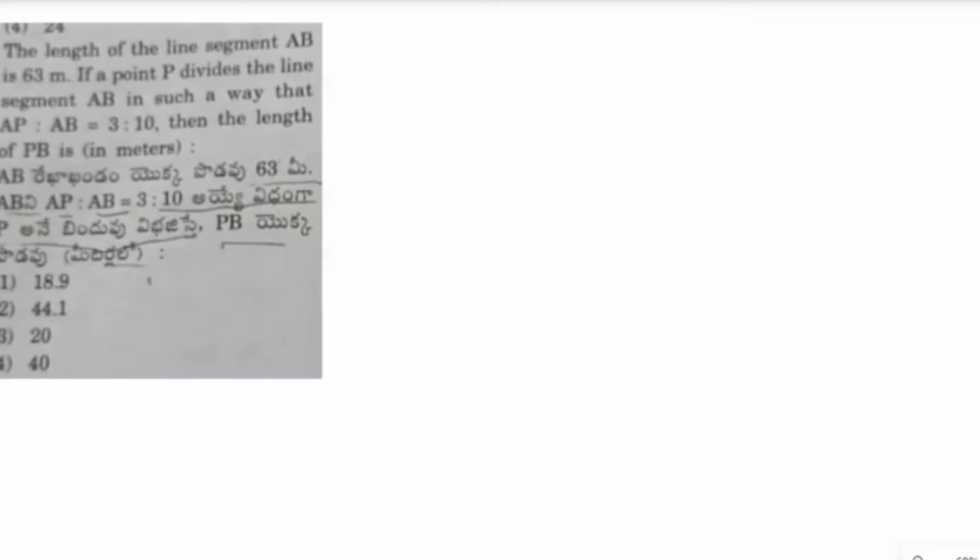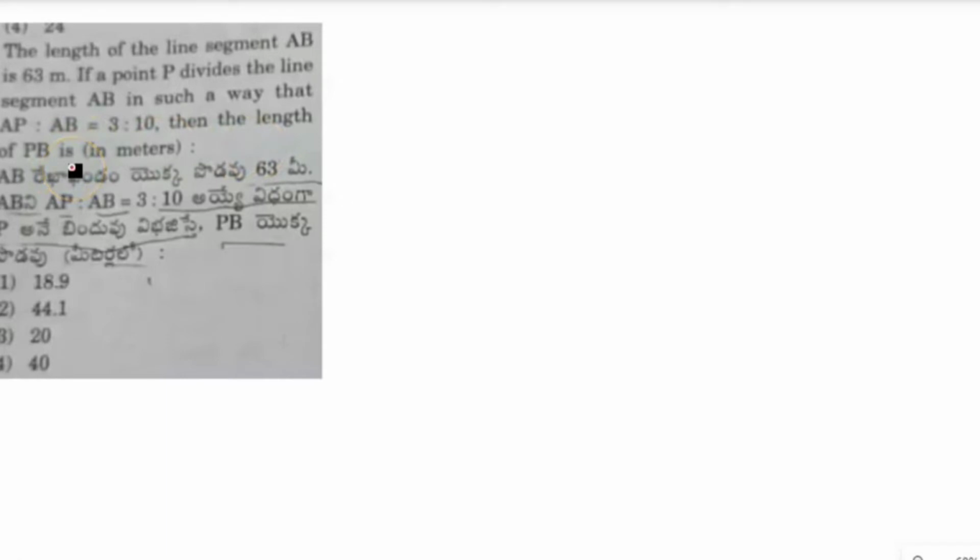Now let us see the next question, 92. The length of the line segment AB is 63 meters. If a point P divides the line segment AB in such a way that AP is to AB is equal to 3:10, then the length of PB is in meters.